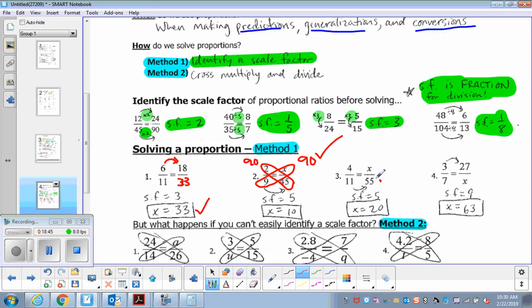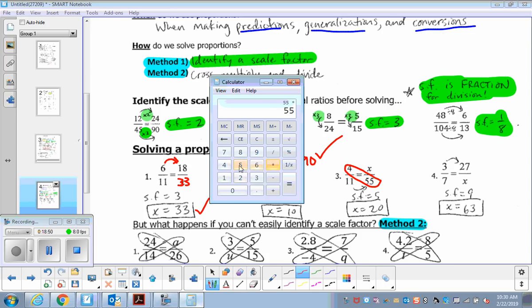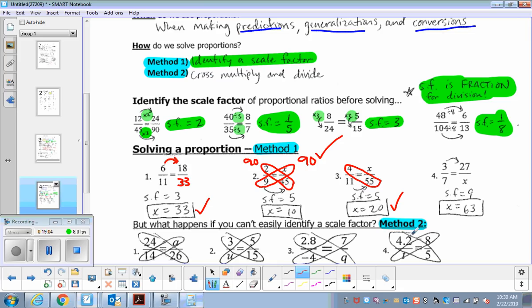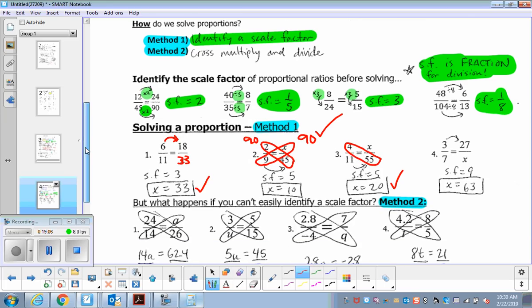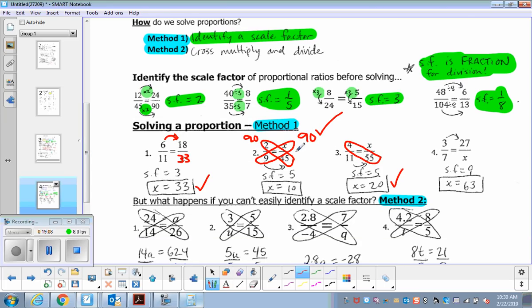For this one, when we cross multiply, 4 times 55, 55 times the 4 would be 220. Now, if we said that this is a 20 right here, I'm going to multiply it by 11 and hope to get the same thing. So 20 times the 11, boom, we get the same thing, so you know that that was the right number to plug in. And so that's how you can check, folks. Just cross multiply with your number plugged in, and you should get the same cross product.